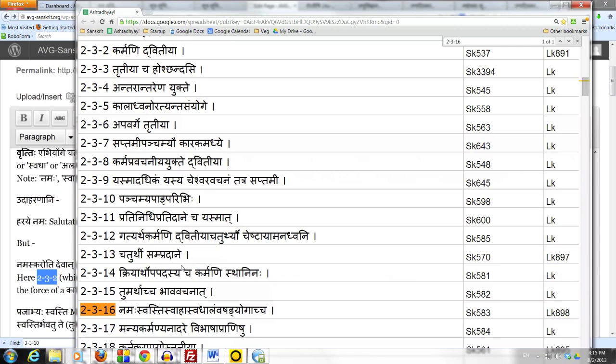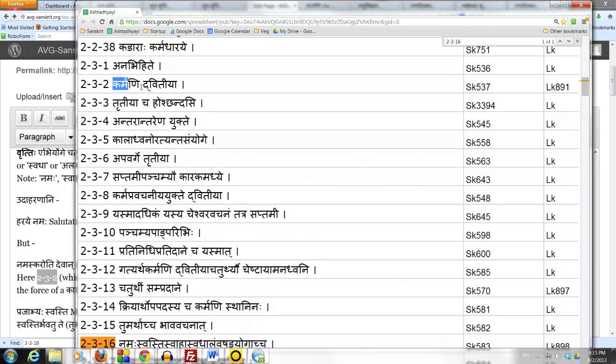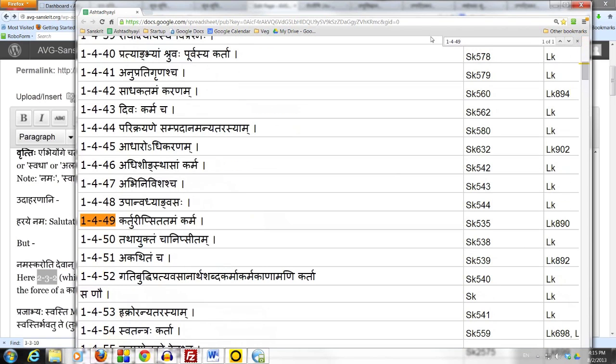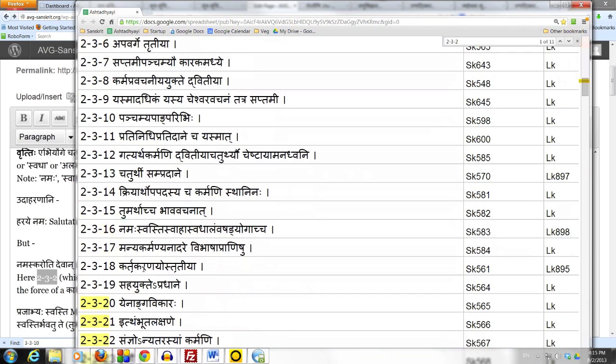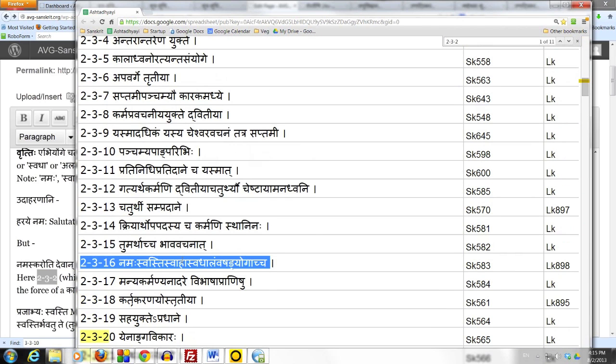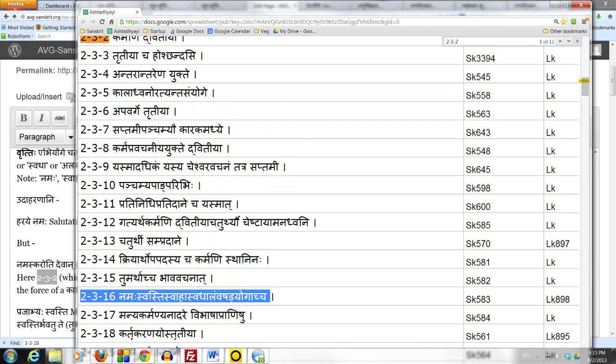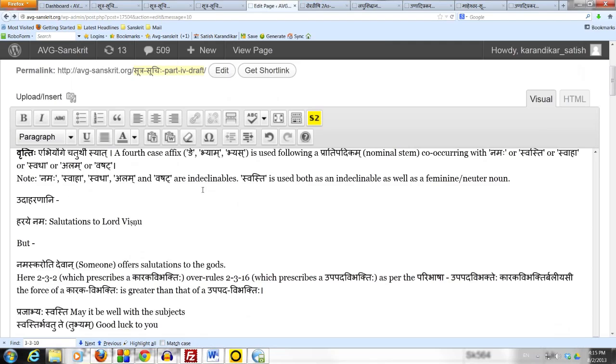To apply 2-3-2 Karmani Dvitiya, we first have to get the Karma Sanya by 1-4-49, Karturipsitatamam karma. To get that Karma Sanya, we need an action. And the object of the action gets the Karma Sanya. And once we get the Karma Sanya, we can assign a second case affix by 2-3-2, following the pratipadikam which denotes the object. As opposed to that, this sutram, 2-3-16, prescribes a fourth case affix based upon a pratipadikam being in proximity, in conjunction, co-occurring with certain words.